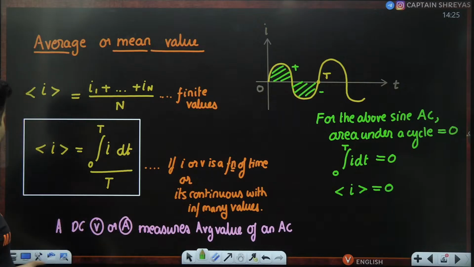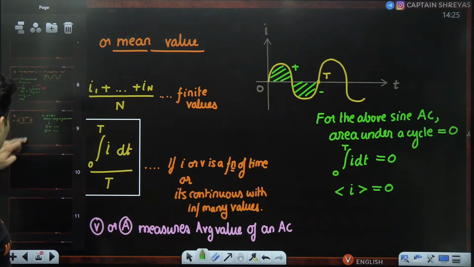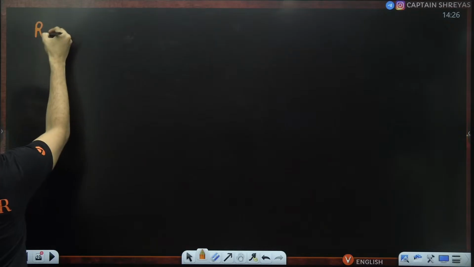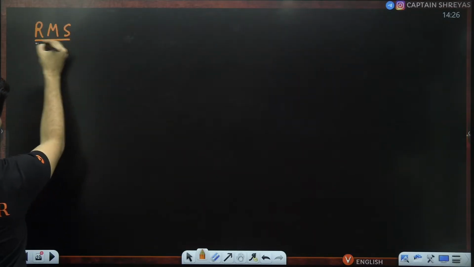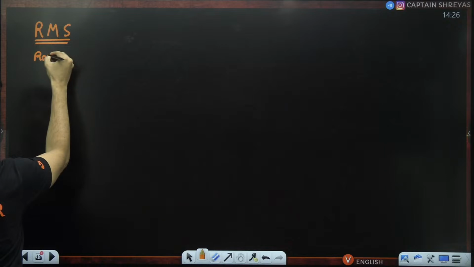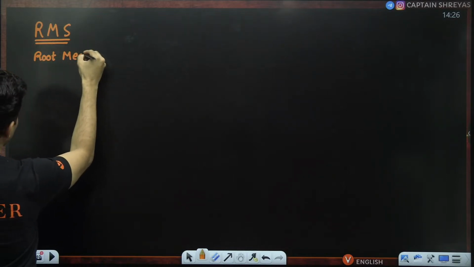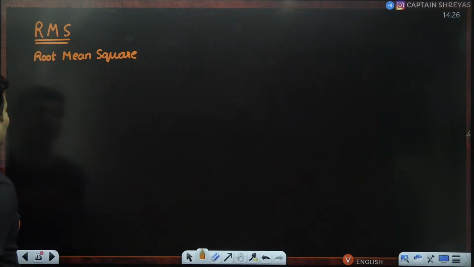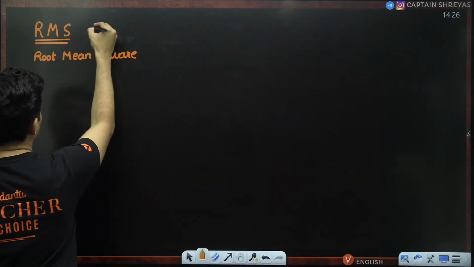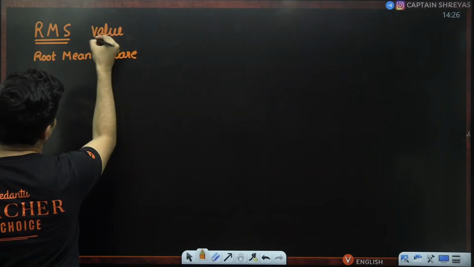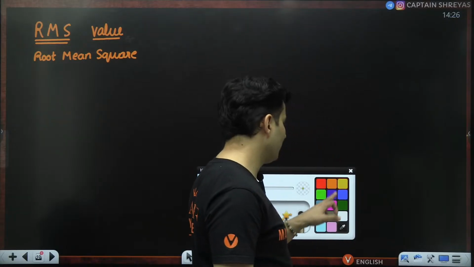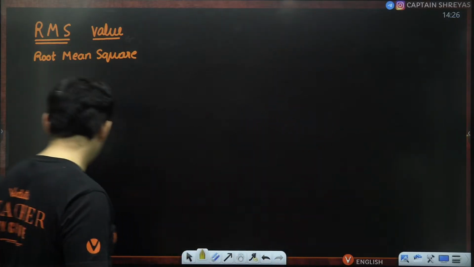Okay. Now, having said this, let's go ahead. The next important parameter that you need to study in alternating current, and this is the most important parameter, is your RMS, also called the root mean square. That is the short form for that. Root mean square, RMS value of current or voltage. Now what is this RMS value? Let's understand this with a simple example.